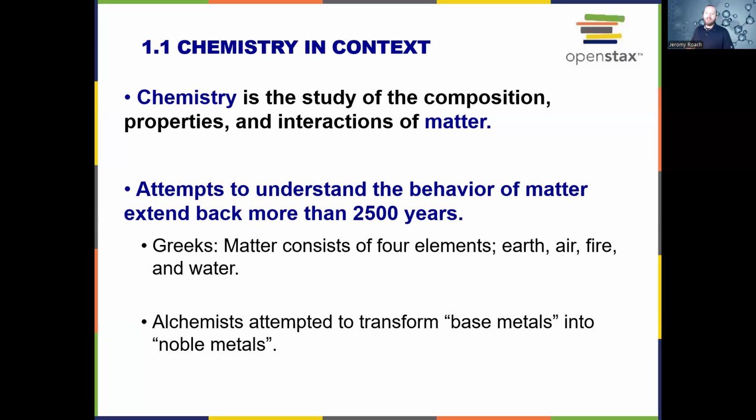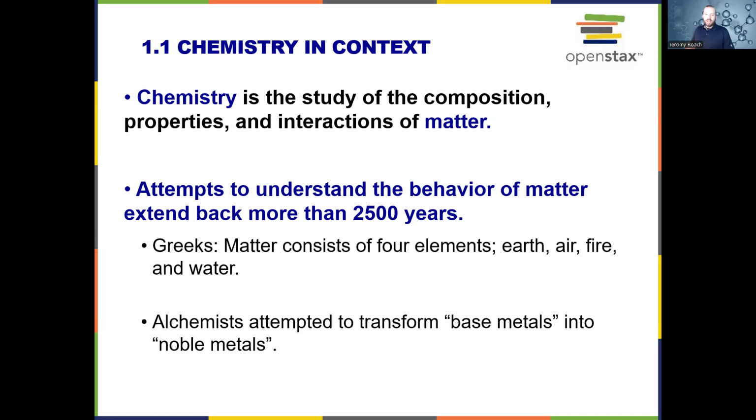Today, we're going to learn about the basics of chemistry. Chemistry in context, as far as what chemistry means in general. So chemistry is the study of matter, properties, and the interactions of matter. We've been trying to understand this behavior of matter for more than 2,500 years. The Greeks originally thought that we just had four different elements of earth, air, fire, and water.